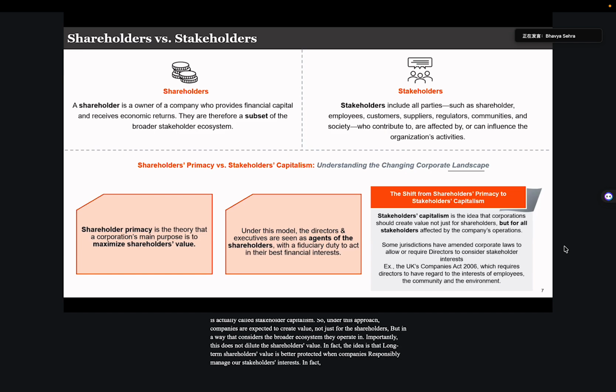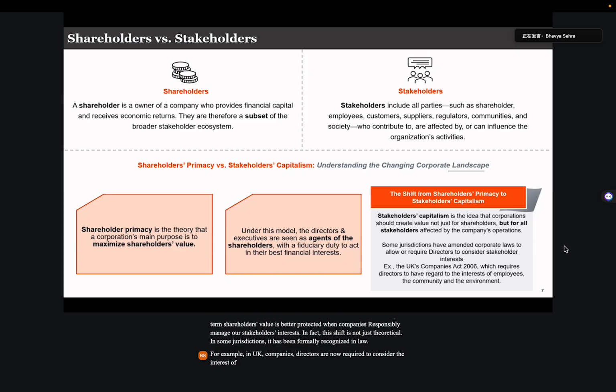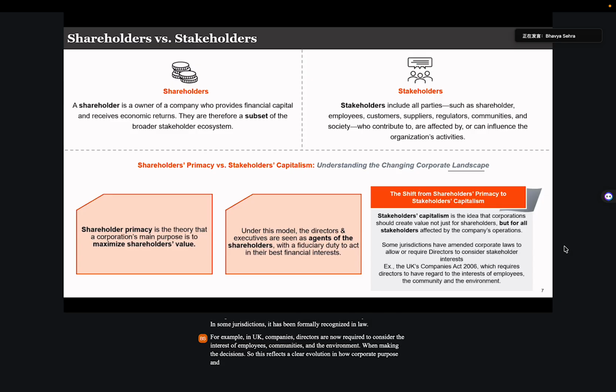In fact, this shift is not just theoretical. In some jurisdictions, it has been formally recognized in law. For example, in the UK Companies Act, directors are now required to consider the interest of employees, communities, and the environment when making decisions. This reflects a clear evolution in how corporate purpose and board responsibility are understood globally.